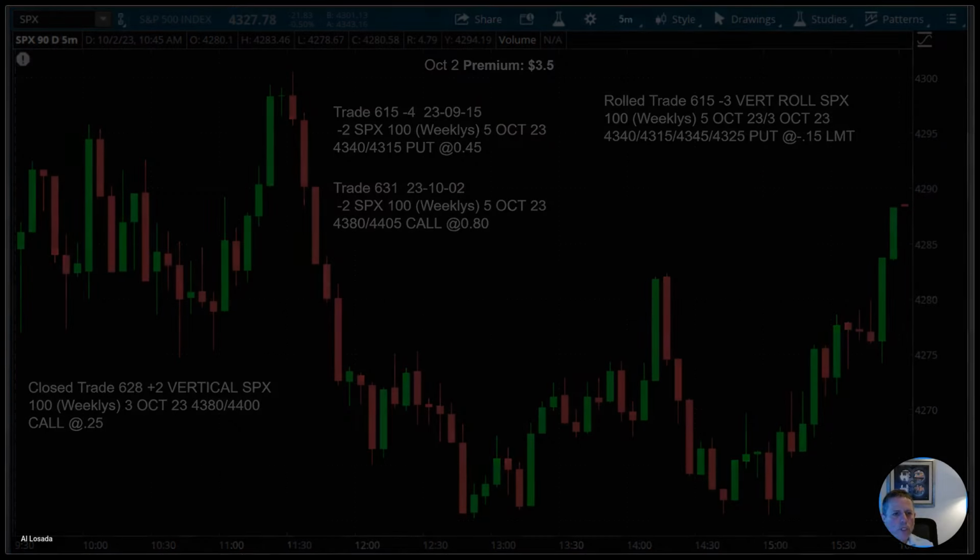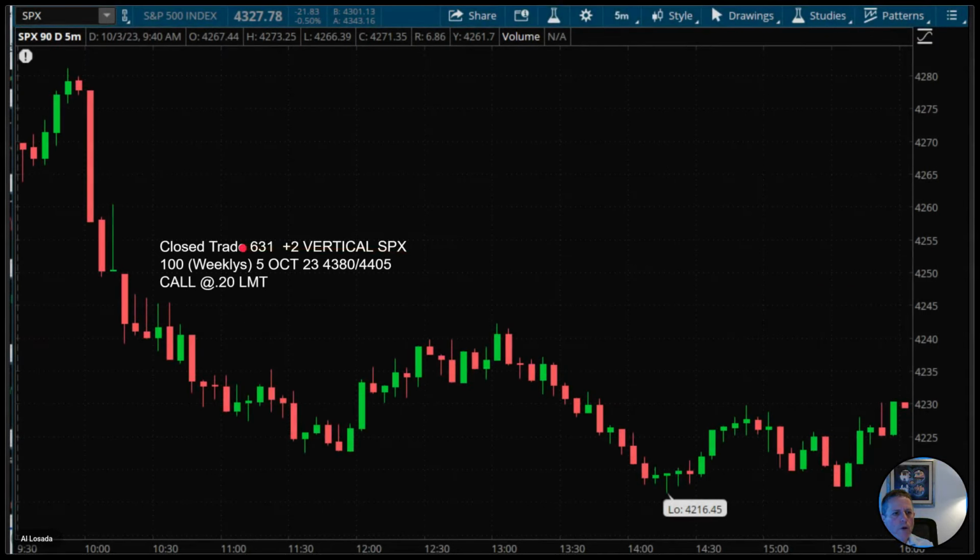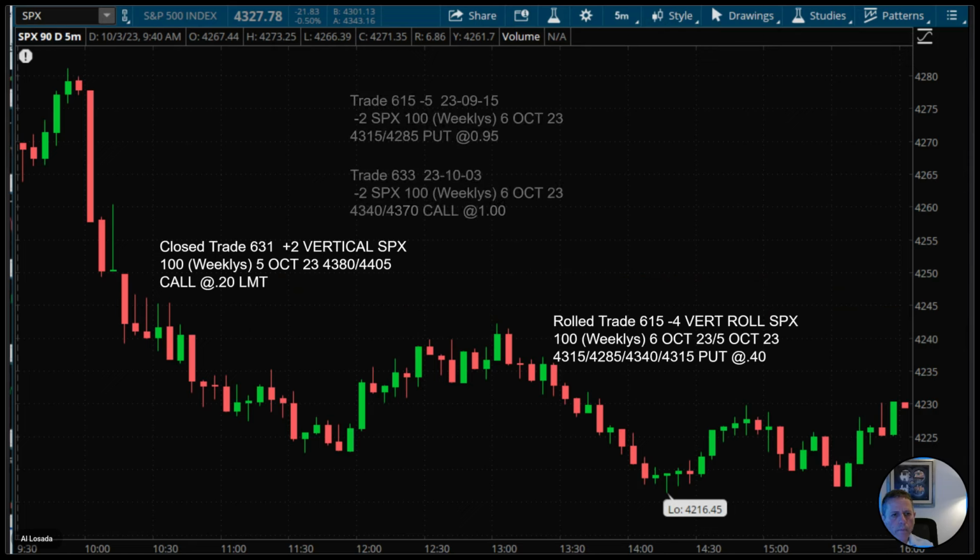So let's go through this again. So now we closed the position for 20 cents. And then we rolled the position for 40 cents. And you can see here we widened the position again. Okay. And now we have $1.95 for those premiums. So now we have $3.70.